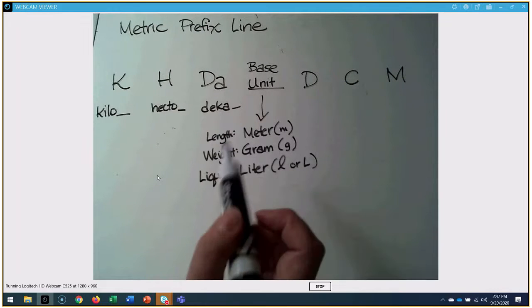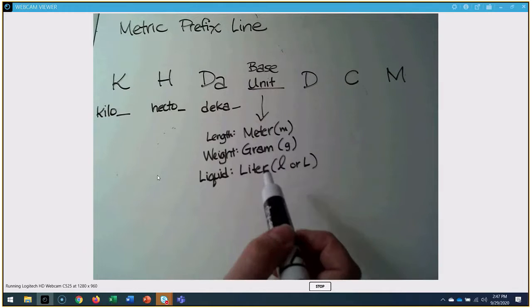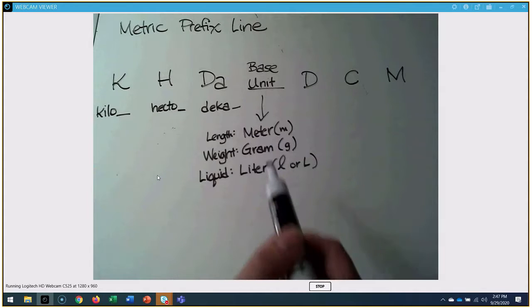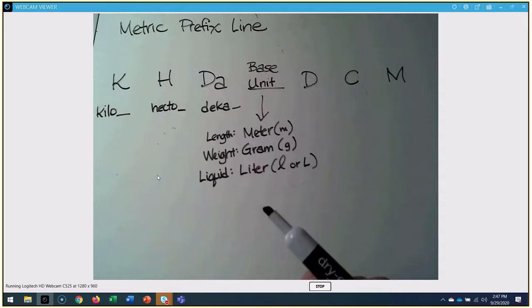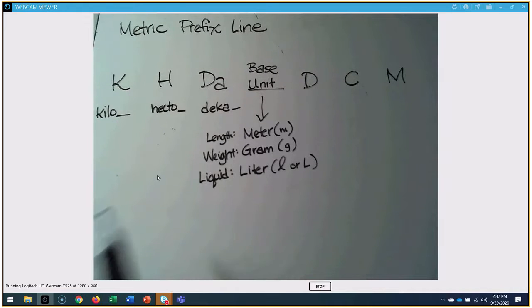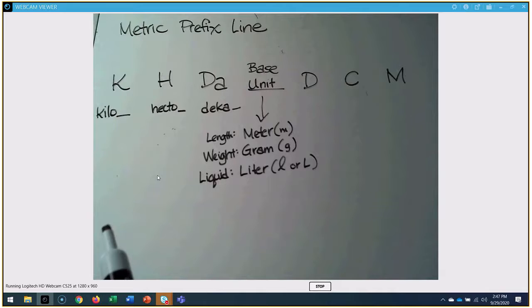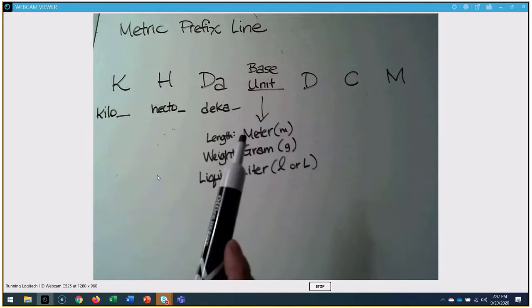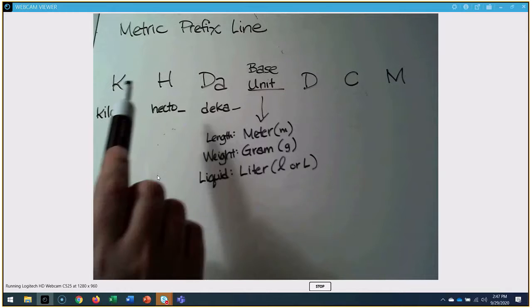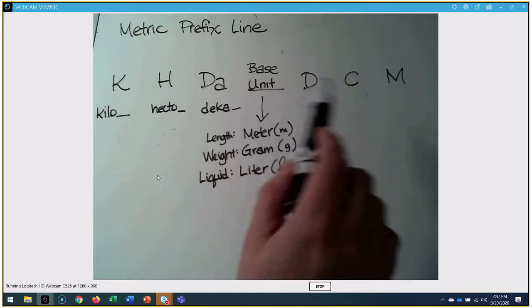There's others. There's lots of other base units other than the meter, the gram, and the liter. For example, the watt could be a base unit. It would be kilowatt if you're measuring power. If you've ever bought light bulbs, they're measured in things like that. And there's lots of others also besides that. These are the 3 main ones, and these are the main prefixes as well.